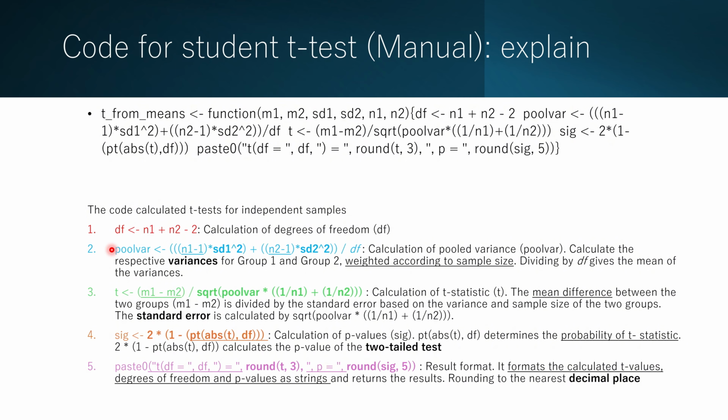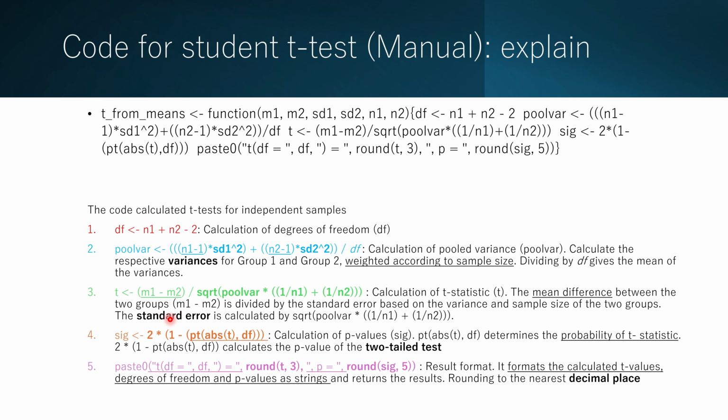For example, line 1, df equals n1 plus n2 minus 2. It calculates the degrees of freedom. This is the degrees of freedom. And the pooled variance line calculates the pooled variance. It's an average of the two group variances weighted by their sample size.